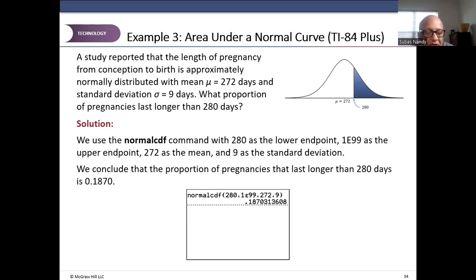And the answer is 0.187. What does it mean? 18.7% of the pregnancies will last more than 280 days.